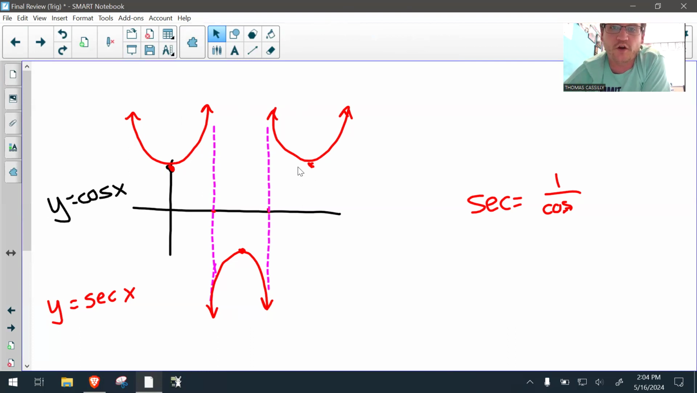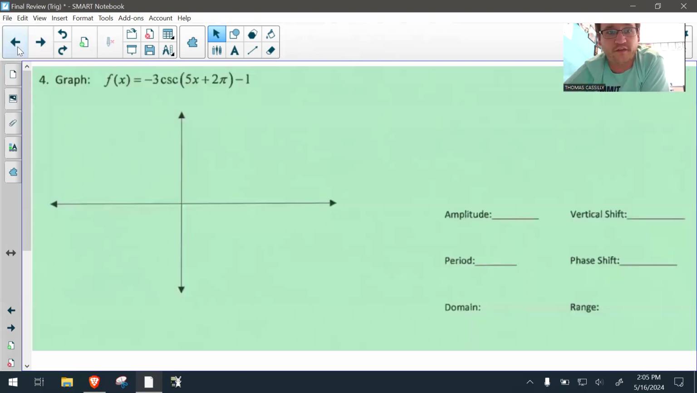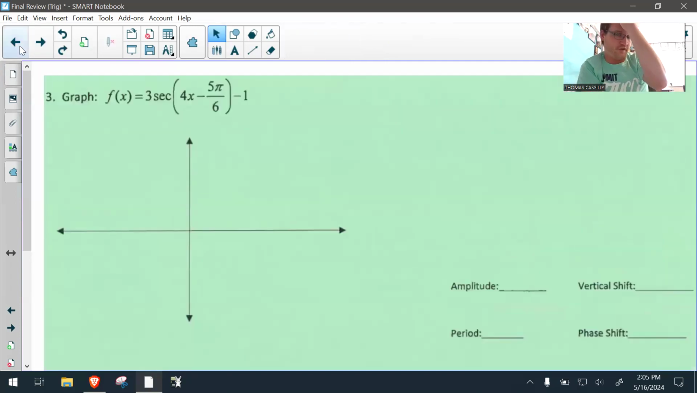But it's really hard to graph this thing as is. So whenever we have a secant or a cosecant function, we graph the cosine first, and then we put in those asymptotes in the appropriate spots, and then we make those U shapes. So that is what our secant function will look like. And then, of course, we have all of these phase shifts involved. So let's just look at this first one here.